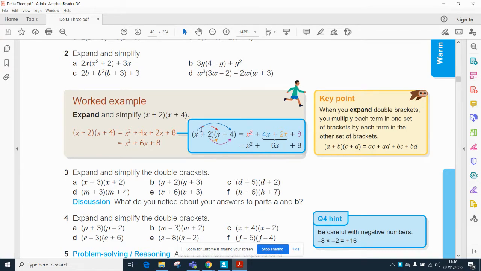You can remember just the way the arrows go. You could remember the smiley face method, where you arrange the arrows in such a way it makes a smiley face. You could also remember FOIL, first, outer, inner, last. And whichever way you do it, here's your worked example to help you with that one.